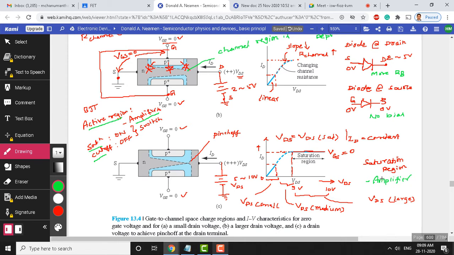Okay, amplifier. When you want to use the FET as an amplifier, we need to operate under the saturation region, this region of operation that you are seeing. So the FET must be operated here in this range. Now you know what the saturation region is. So how do you maintain the FET in saturation?